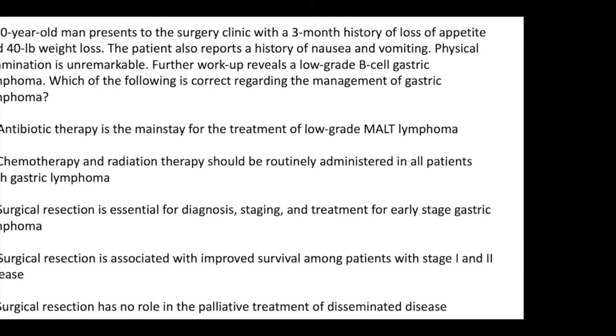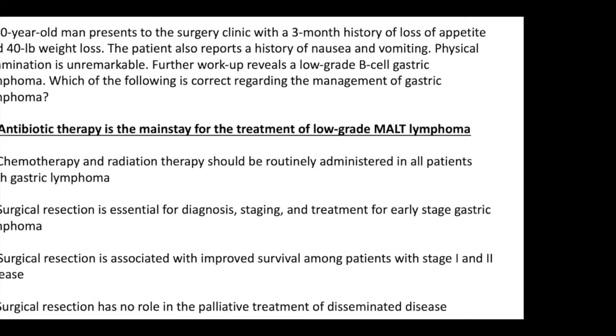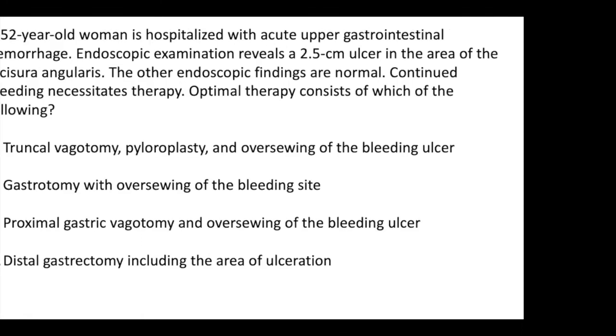A 50-year-old man presents to surgical clinic with a 3-month history of loss of appetite, 45 pound weight loss, nausea, vomiting, and an unremarkable exam. Biopsy shows B-cell gastric lymphoma. All right. Options: antibiotic therapy, chemotherapy, radiation, surgical. Antibiotic therapy is the mainstay program for MALT lymphoma. So go with A. Correct. So this one's A.